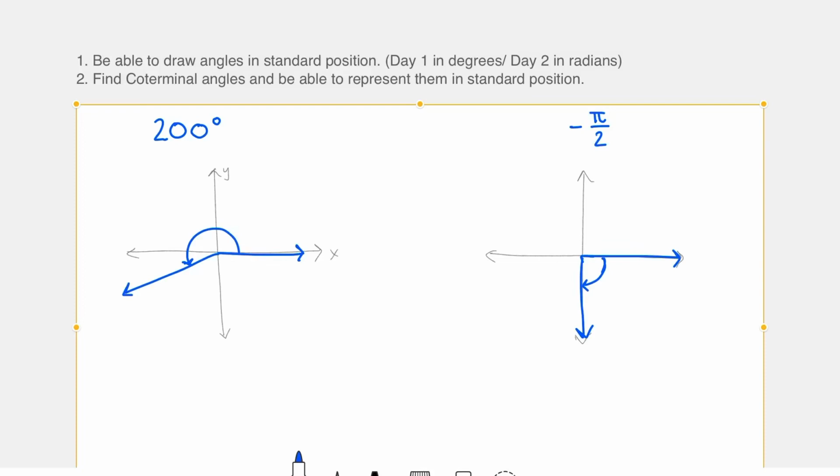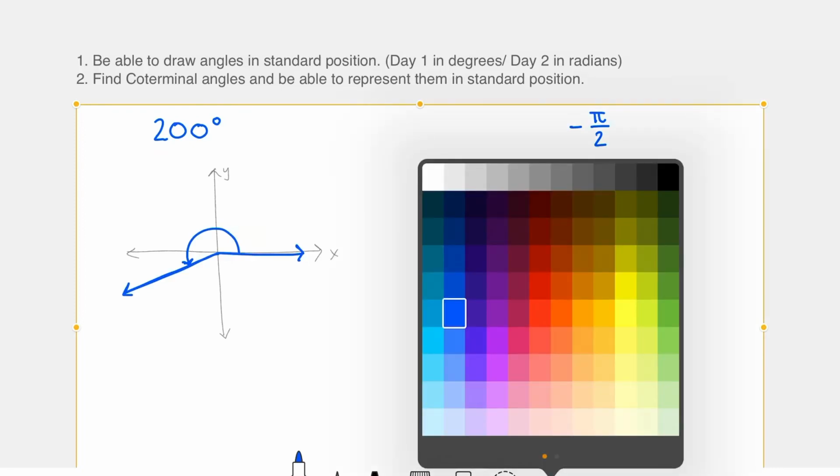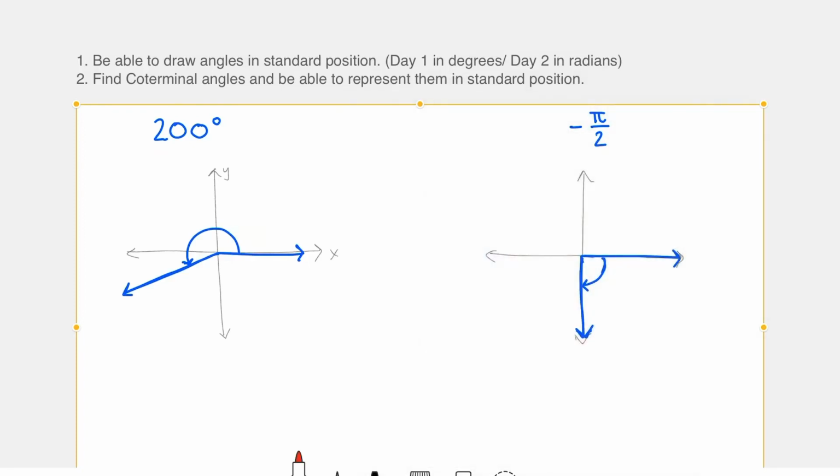So that's graphing in standard position. We've got those terminal sides. In this case, the terminal side was in quadrant 3. Here, the terminal side was on that negative y-axis. Now, if we want to switch over and talk about coterminal angles, what's another angle that has this as the initial side and that as the terminal side?